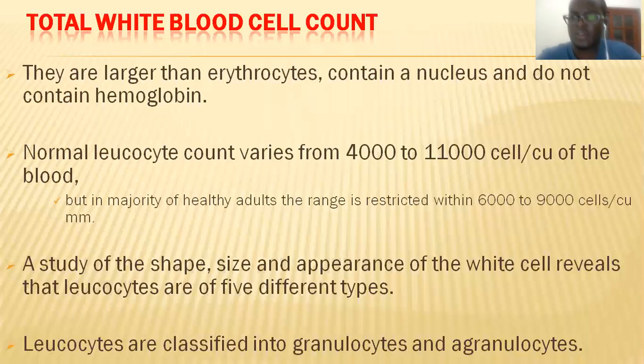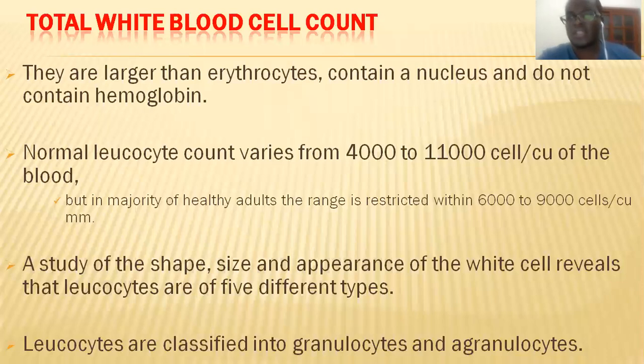In a normal adult, the normal range of white blood cells should be between 6,000 and 9,000 white blood cells per cubic millimeter of blood. But depending on the size, the shape, and the appearance, you have different types of white blood cells.